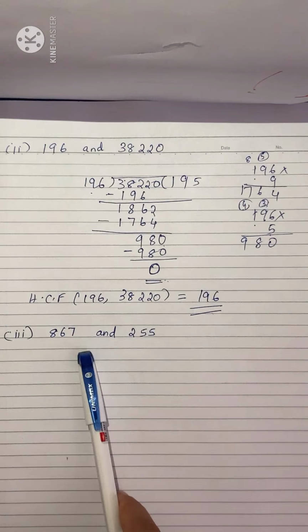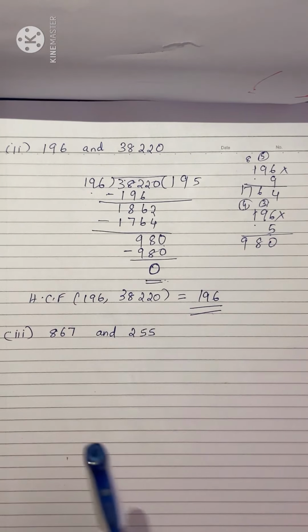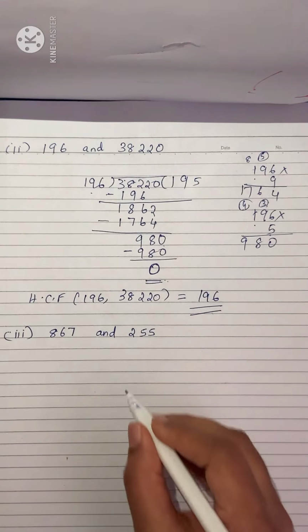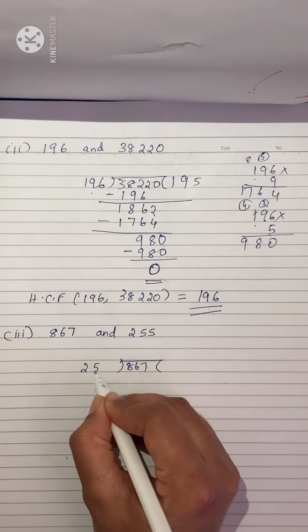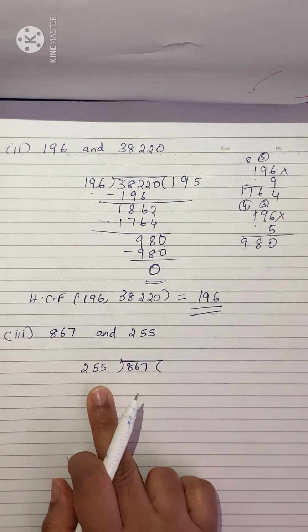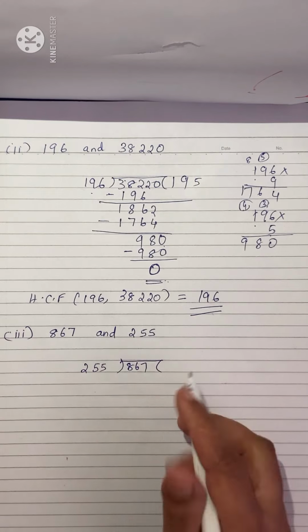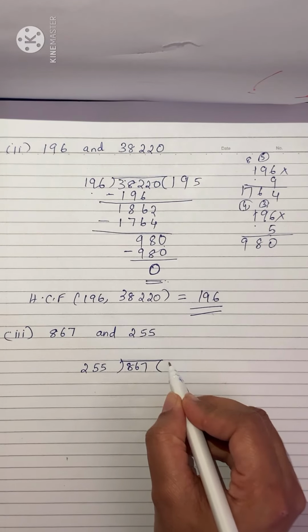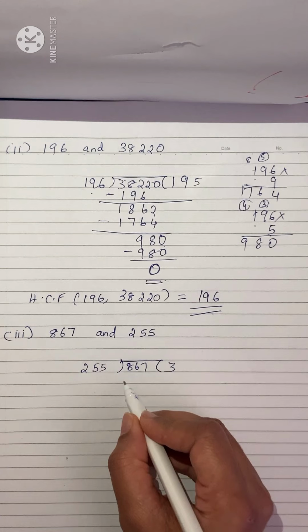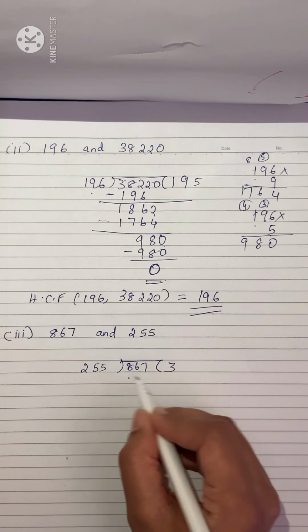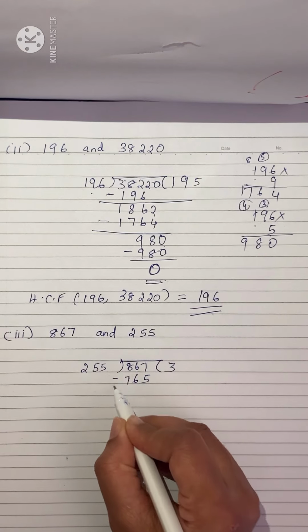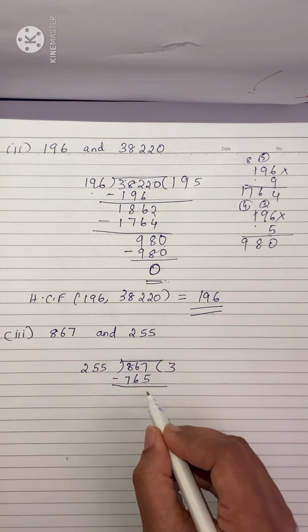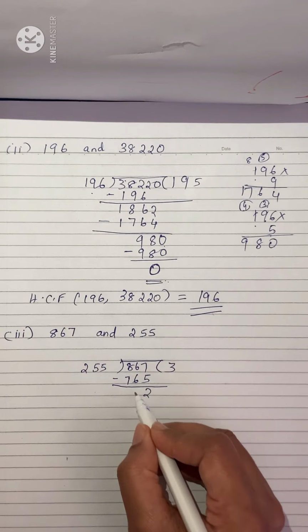Third one, 867 and 255. Always take the greater number as the dividend. So here 867 dividend and 255 divisor. Smaller number should be the divisor. Now here, this one we can take the first quotient. It will come 3. 5 3s are 15, 5 3s are 15 plus 1 16, 3 2s are 6, 7. Now subtract it. 7 minus 5, 2, 6 minus 6, 0.